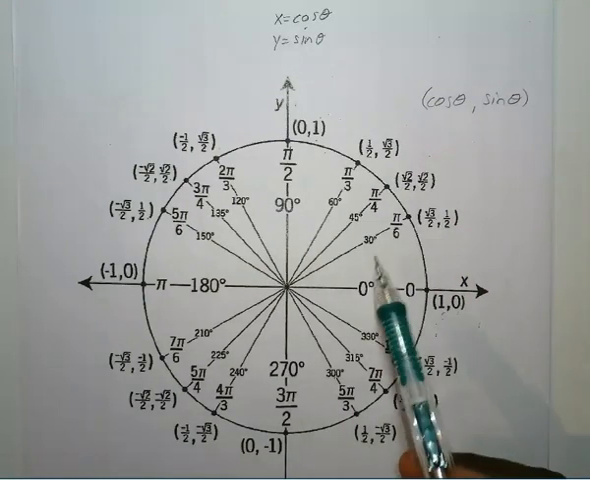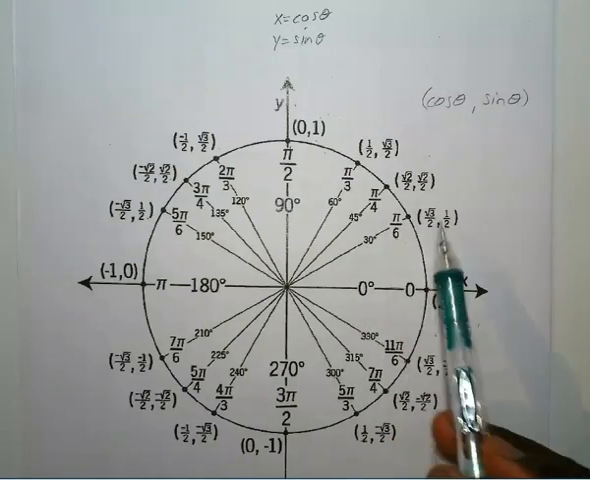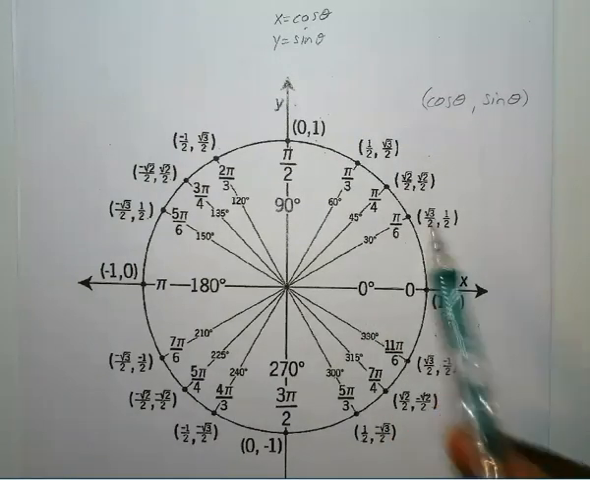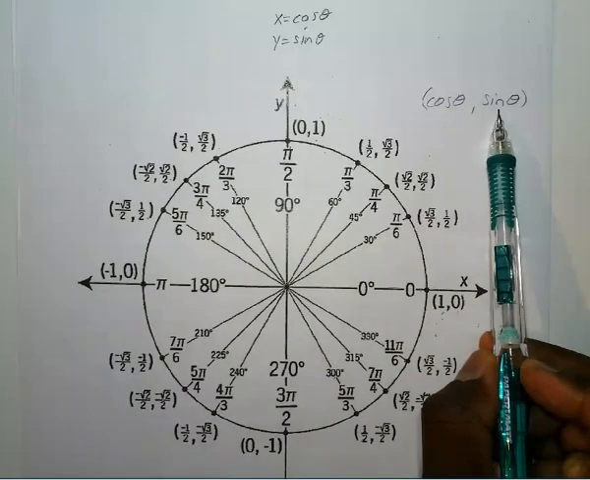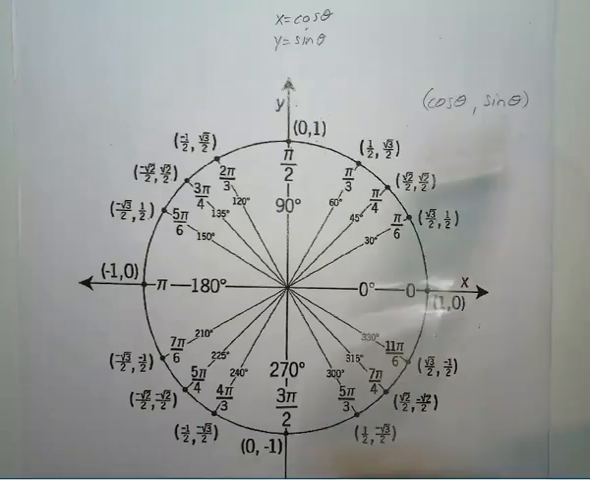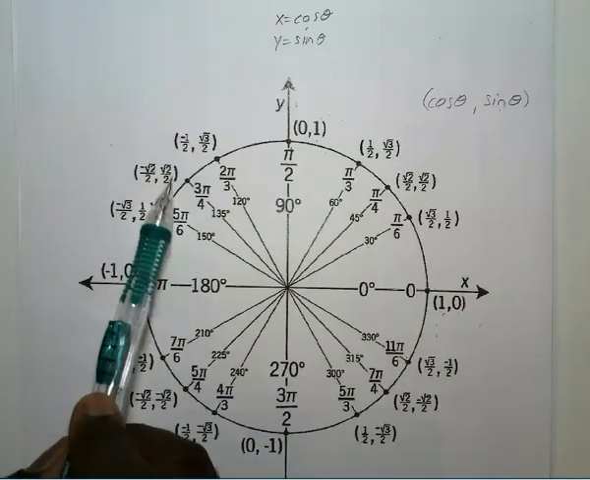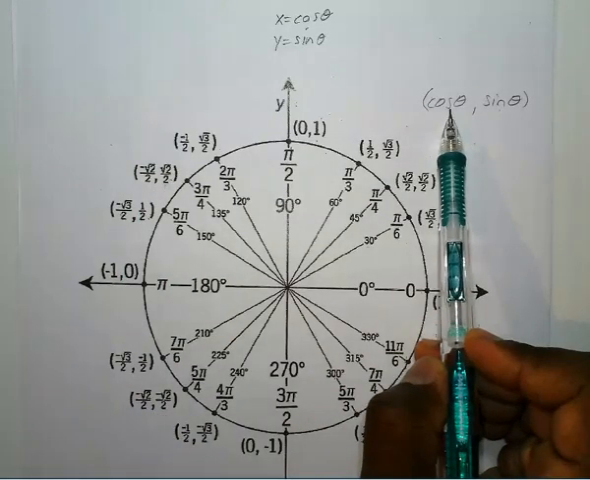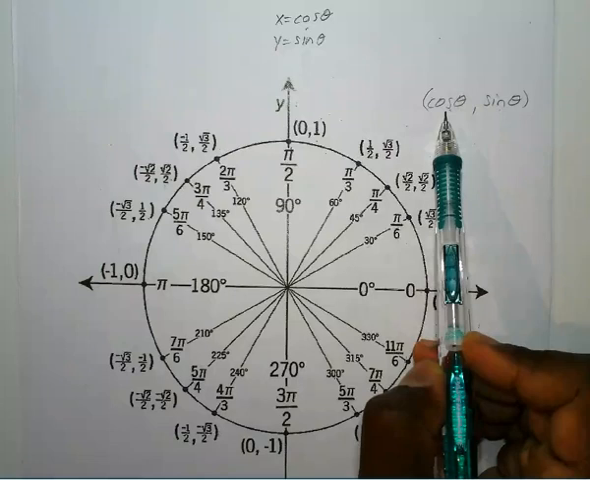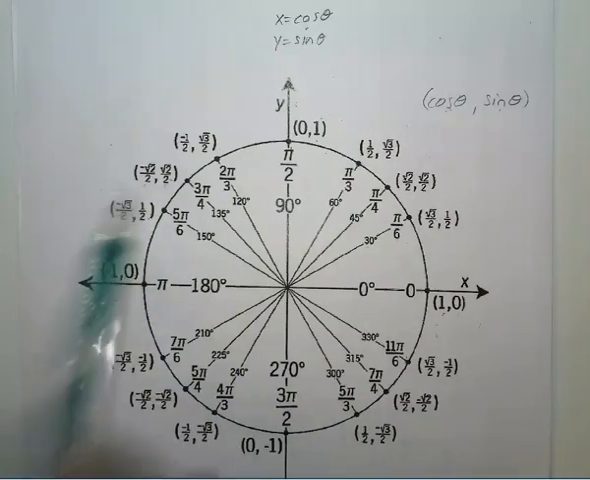So if you're looking for cosine of 30 degrees, or cosine of pi over 6, that would be square root of 3 over 2. If you're looking for sine of 3 pi over 4, since sine is your y, it's square root of 2 over 2. If you're looking for cosine of 3 pi over 4, cosine is your x, so cosine of 3 pi over 4 is negative square root of 2 over 2.